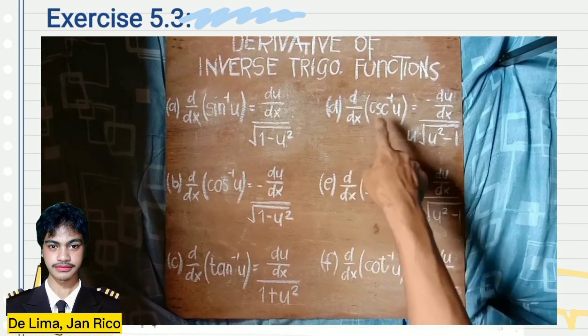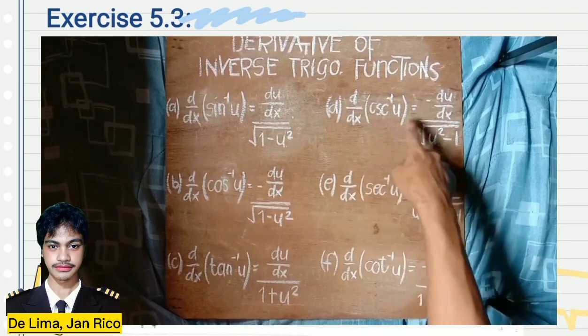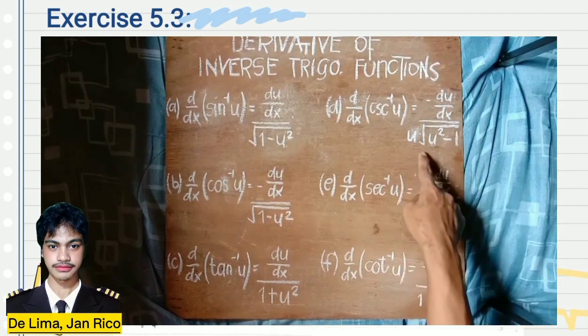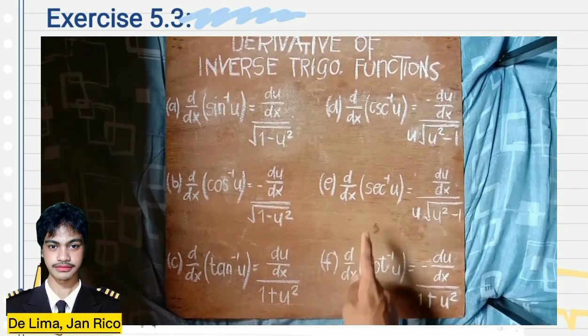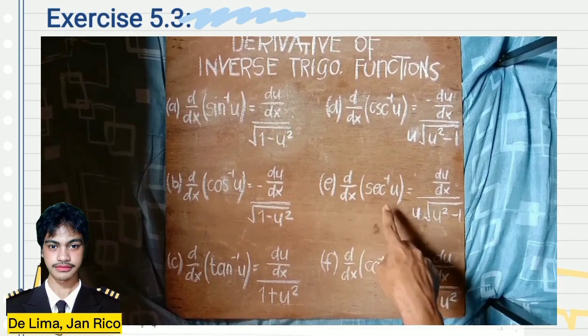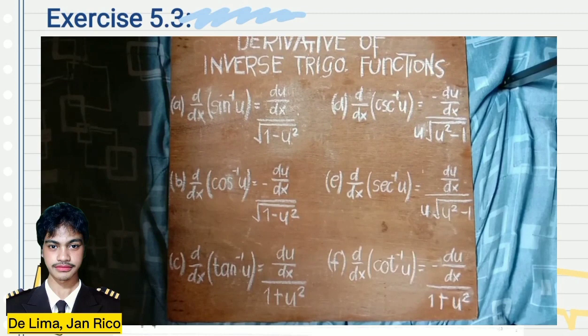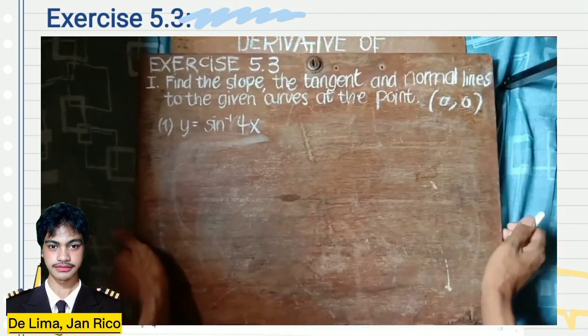Next, the derivative of arccosecant u is equal to negative derivative of u with respect to x all over u and the square root of u squared minus 1. The fifth one is the derivative of arcsecant u is equal to the derivative of u with respect to x all over u and the square root of u squared minus 1. And the last one is the derivative of arccotangent u is equal to negative derivative of u with respect to x all over 1 plus u squared.